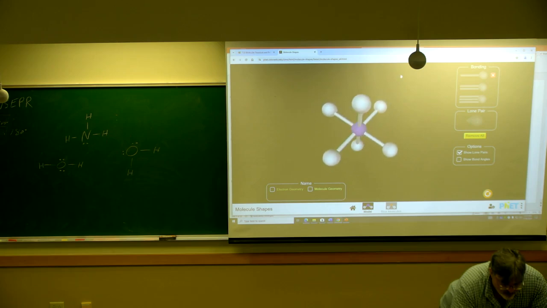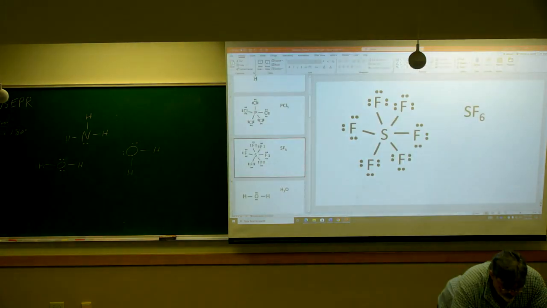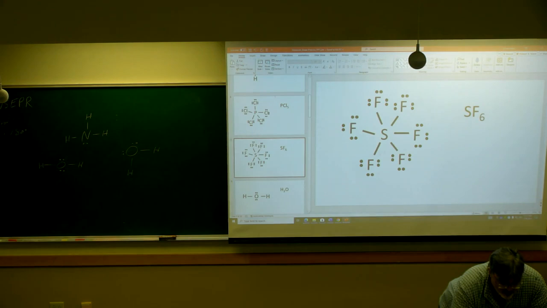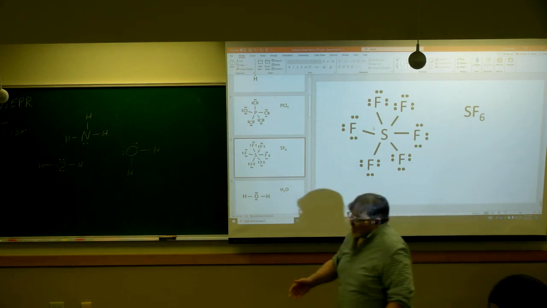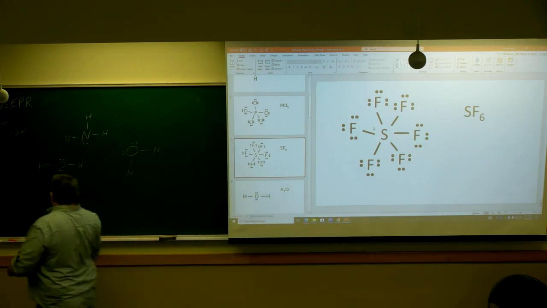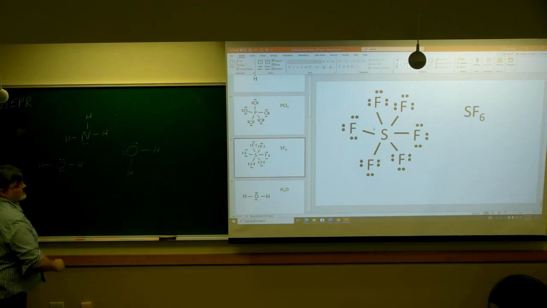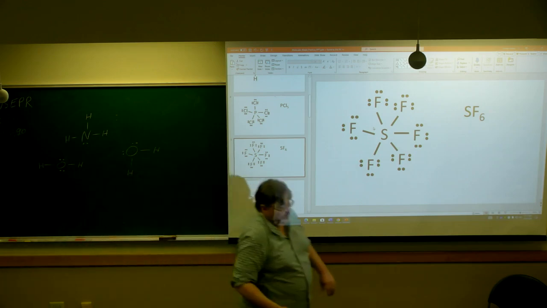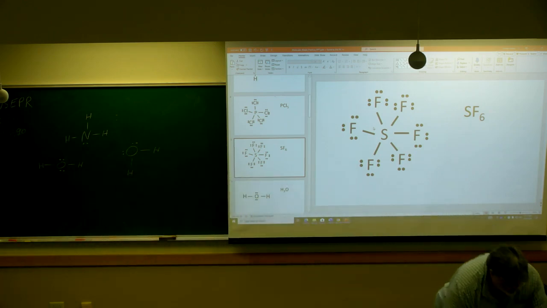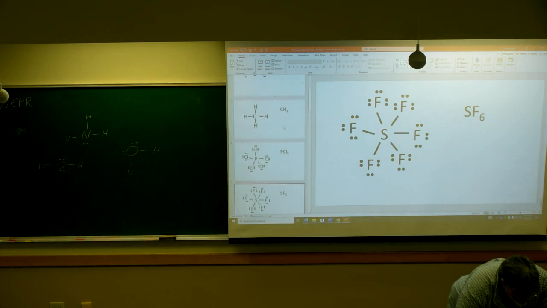So octahedral, and this one is octahedral, and it's octahedral / octahedral. 90 degrees. Octahedral, there are no pairs of electrons to ignore, so molecular shape is octahedral. But you can probably see where we're going by this point. I can find one.